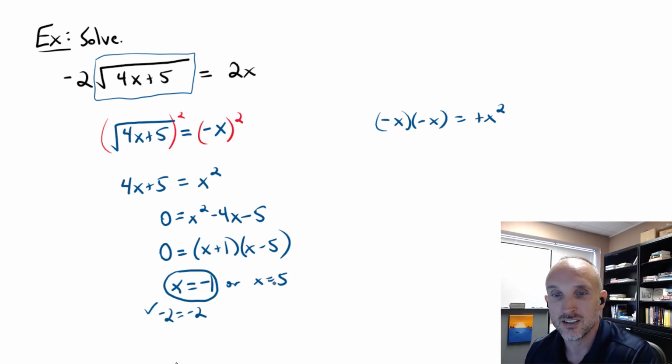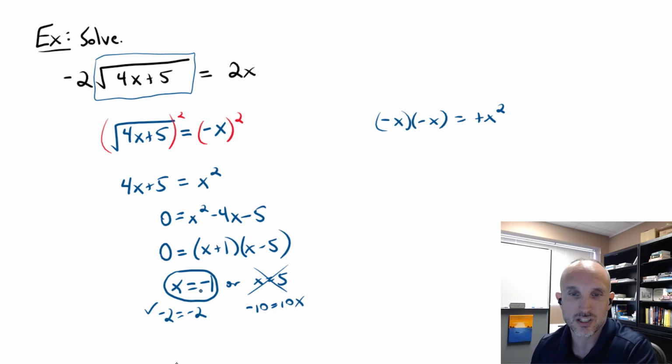Let's plug in 5 for x. 4 times 5 is 20, plus 5 is 25. The square root of 25 is 5, times negative 2 is negative 10. On the right side, we get 2 times 5, which is 10, and of course that's not true, so x can't be 5. So our only solution is x equals negative 1.